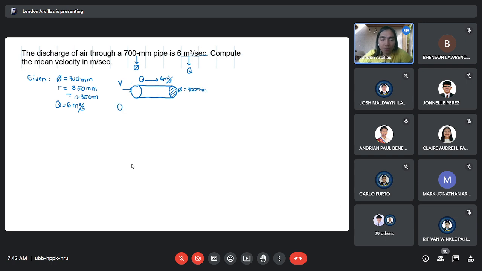The formula is Q, the discharge or the volume flow rate, equal to the area times velocity. Therefore, velocity is equal to discharge over the area. And since area is pi r squared, since this is a circular path, this is 6 cubic meters per second over pi times the radius in meters, 0.350 meters, squared. This is equal to 15.591 meters per second.